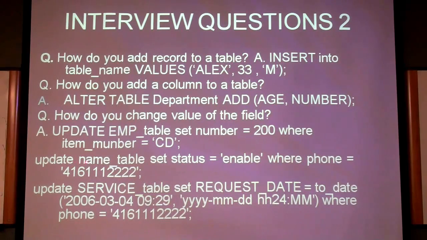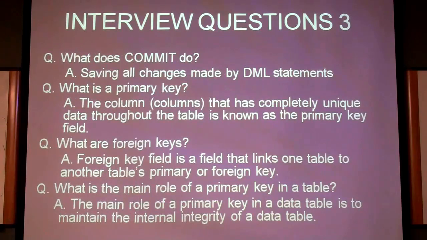In this case, for example, update name table, set status enable, where phone is this one, okay? For example, if I have a table with field status, then this is the correct statement, okay? Again, they may say, you know what, we have a table with these fields. You have to be very flexible and be able to immediately write this statement. Okay. So what does commit do? We just covered that. It basically makes all changes which you made in a database permanent, okay?